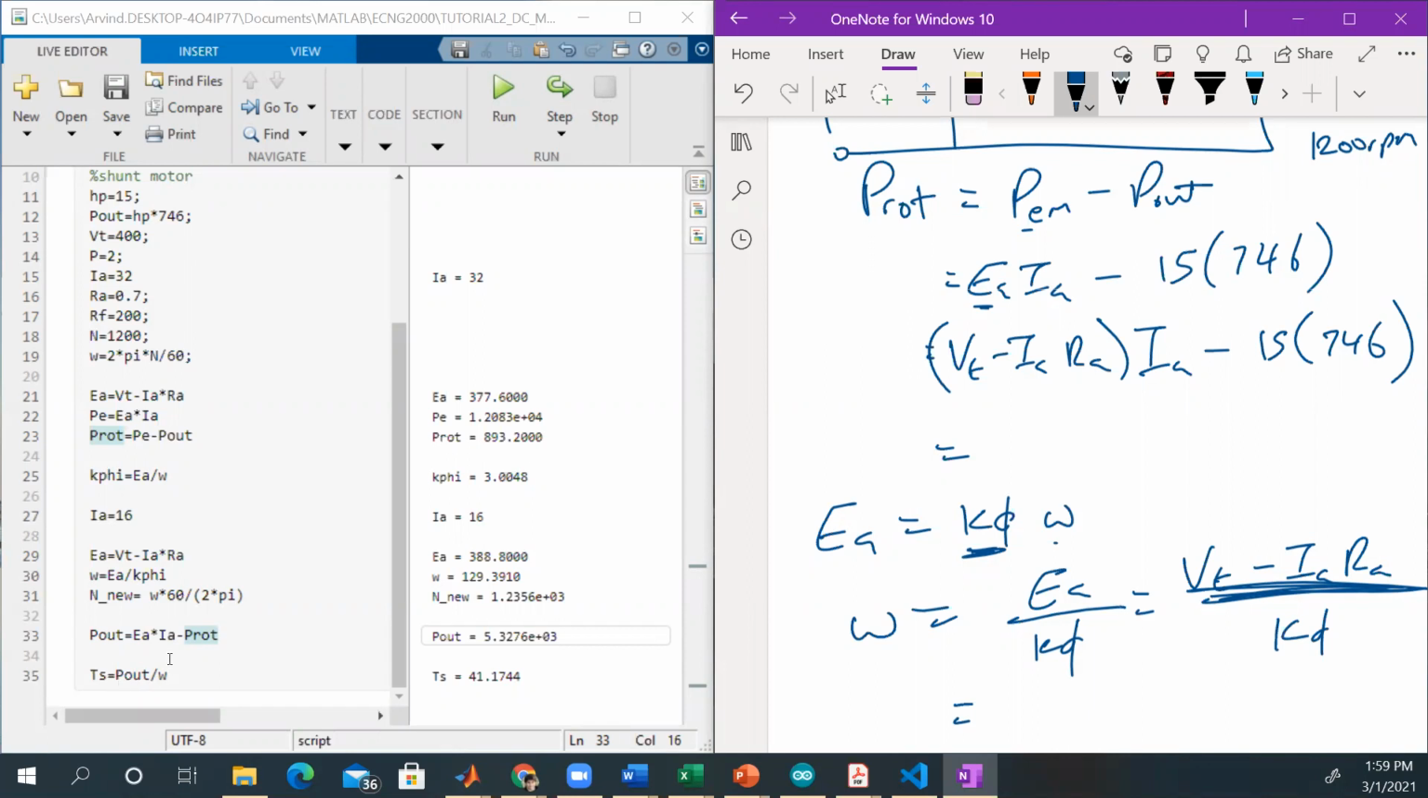So that again is P out on omega, and that works out to 41 Newton meters. And that, I believe, is the end. Good. Any questions?